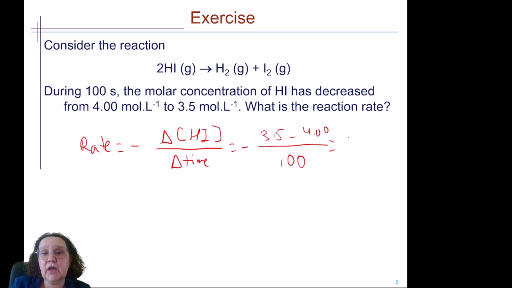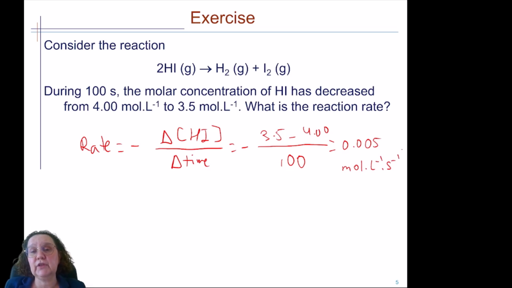So when I work this out, I end up with a value which is 0.005, and then the units. So what will the units be? Well, they are moles per liter per second, because I'm measuring my time in seconds. And as you can see, it's a positive number. So 5 × 10^-3, or 0.005 moles per liter per second, is the reaction rate of that reaction in those 100 seconds with respect to hydrogen iodide.